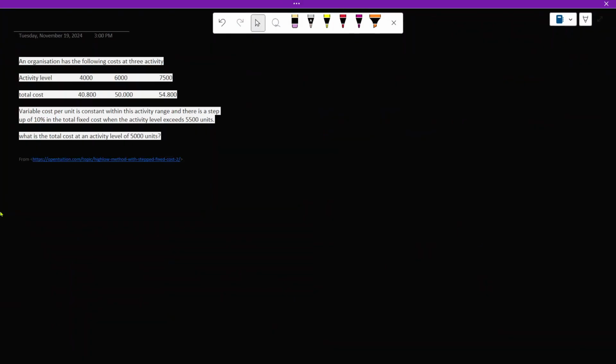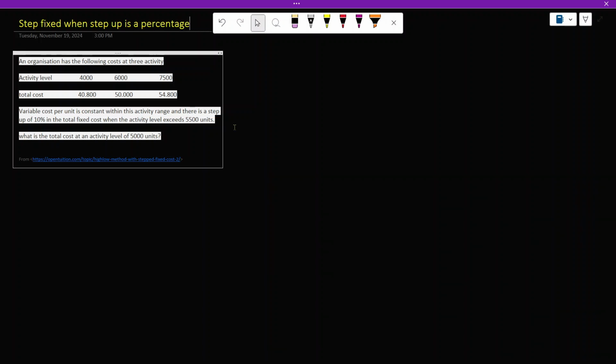So let's look at another question on step fixed cost when the step up is given as a percentage. Great. So let's look at the question on the left.